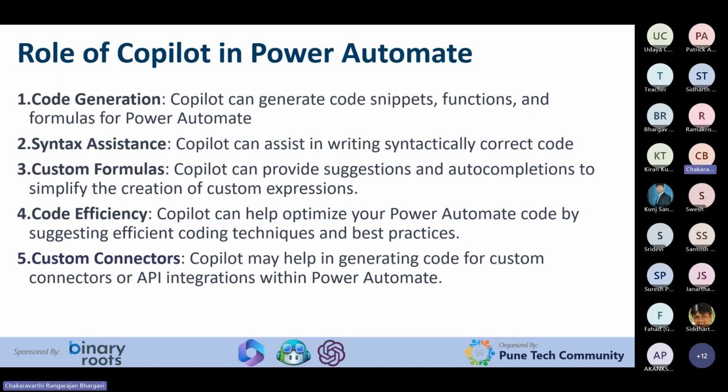And coming to the role of Copilot in Power Automate, like we saw, it would be used for code generation. It would be generating the whole automation itself for you, with just a word that you want to change. Like it would be generating the actions or triggers that you want to add in. It would be helping you out with that. And it would also help you with syntax assistance as well.